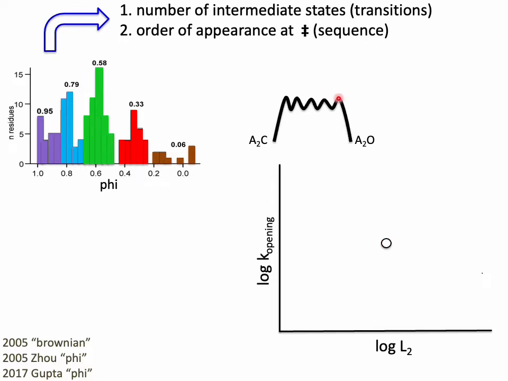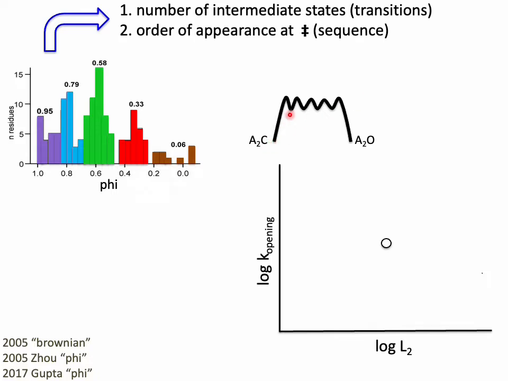So here are those 5 populations of phi value, and what we think phi is going to tell us is the number of intermediate states between C and O, which is one less than the number of intermediate rearrangements or transitions that link C and O, and their order of appearance at the transition state, which I will call the sequence. So the model that we use is shown by this energy landscape.